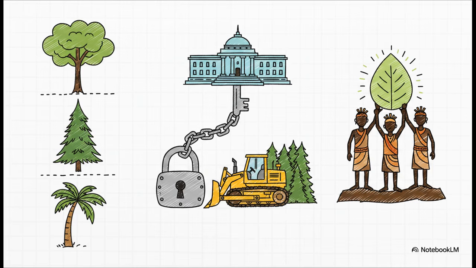First up is the Pre-Independence Indian Forest Act of 1927. This one is all about classification. It categorizes forests into reserved, protected, and village forests, with reserved being by far the most restricted.